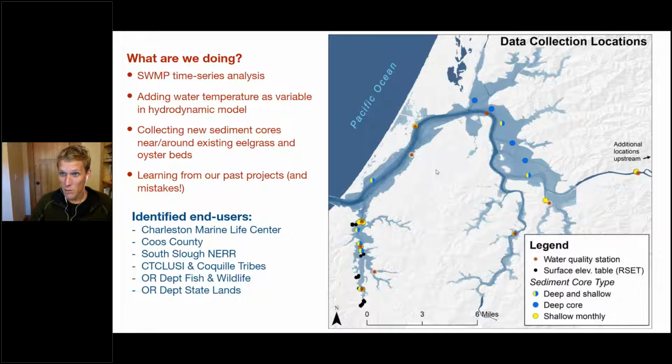So right now, all we model is water elevation and salinity, which are the main drivers of estuarine dynamics. But if you want to start thinking about temperature effects on eelgrass or other biology or ecology questions in the estuary, it's really important to have temperature. And then we're going to be collecting some new sediment cores around existing eelgrass habitat and oyster beds to think about the short-term, like seasonal, to longer-term history of sedimentation in those areas, to see if we can answer some of those questions about what makes an area successful or not.